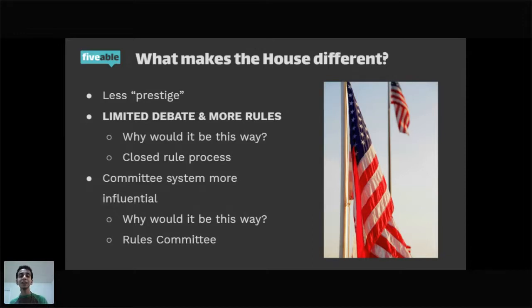Another thing is to review your vocab terms. We went over the franking privilege a few minutes ago, but also closed rule and how that's associated with the House, and the House Rules Committee and how that's associated with the House. All of these things, if you put them on flashcards, put them on Quizlet, and try to study, they will help you so much on the AP exam.